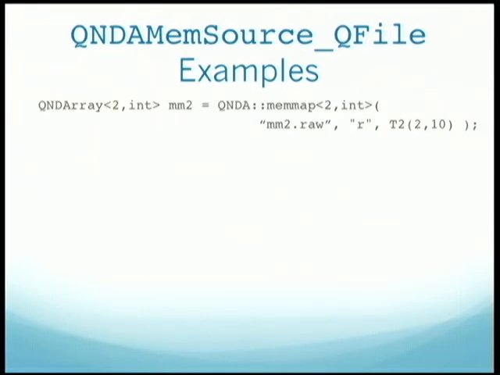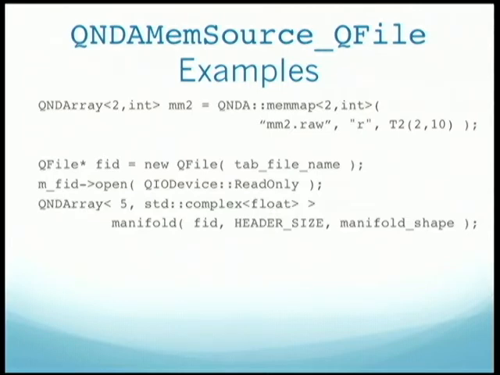Here's the straightforward way. You can see one way in which I tried to push the functions into these QNDA namespace instead of adding more and more methods to the class itself, just like NumPy has tried to do. And hopefully this syntax looks familiar to you: a file name and a mode and a shape, right? And then it reads it and then creates an instance of the QNDA mem source QFile. And when the last instance is destroyed, then it closes the file and goes away. That's exactly what we want it to do.